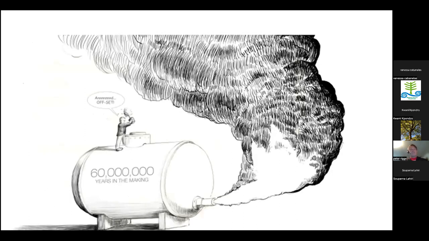Why the problem with offsets? Well, 60 million years of planet history has led to the creation of coal reserves and oil reserves, and we're burning them very, very quickly. The idea that we can offset 60 million years of fossil carbon by increasing removals in forests and ecosystems, this is just a crazy idea. It's just crazy. We cannot offset our way to net zero.